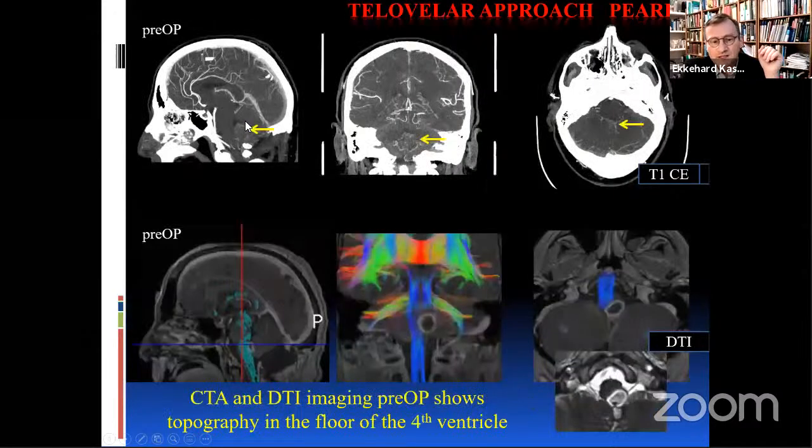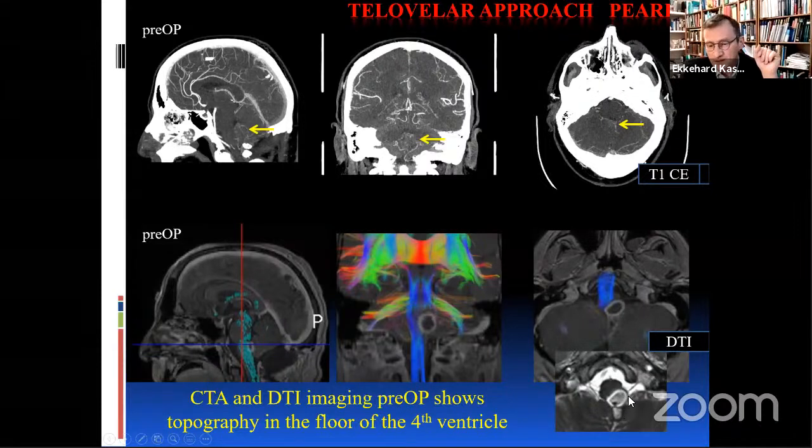We then obtained CTAs, which I do in all cases, to just study vascularity of the lesion as well as where the PICA runs. So, a hypovascular lesion. I got a DTI, which I wanted to use to make sure that the pyramidal tract is displaced and not involved in the lesion, which is nicely shown here. So there's a good posterior access corridor to the lesion without compromising any of the fibers.